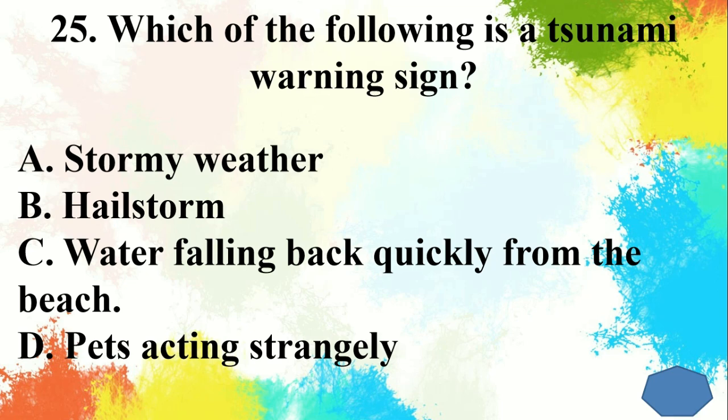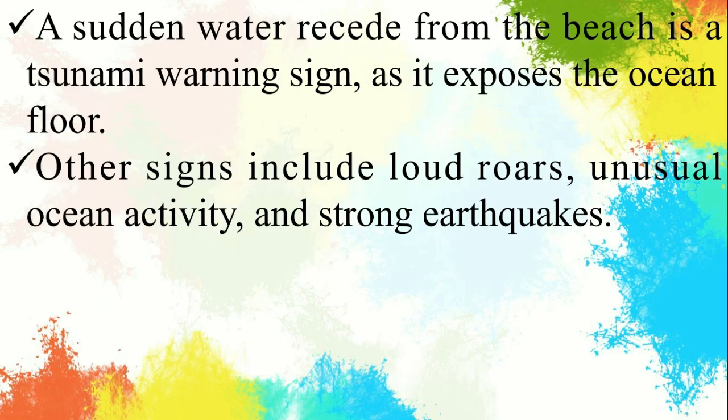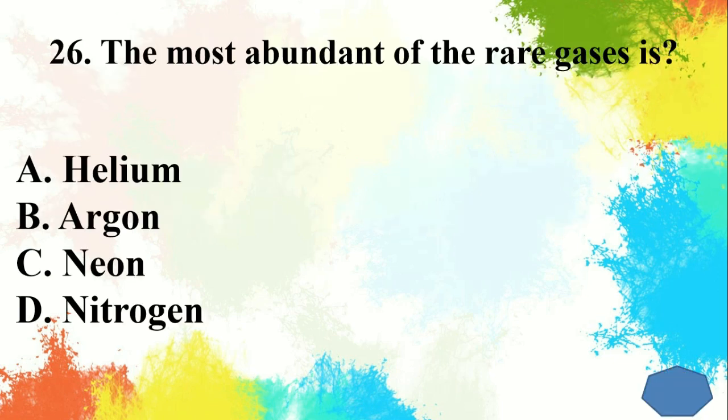Question 25. Which of the following is a tsunami warning sign? Answer: water falling back quickly from the beach. A sudden water recede from the beach is a tsunami warning sign, as it exposes the ocean floor. Other signs include loud roars, unusual ocean activity, and strong earthquakes.